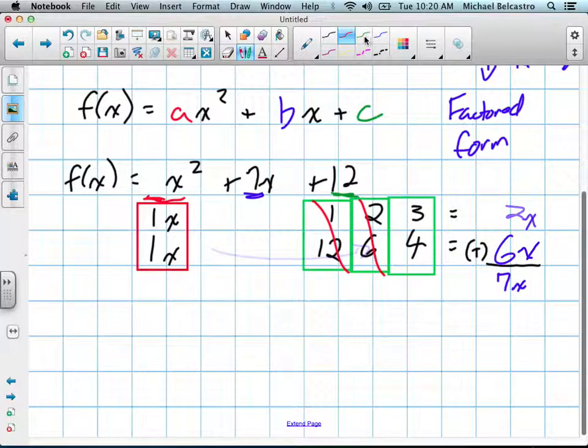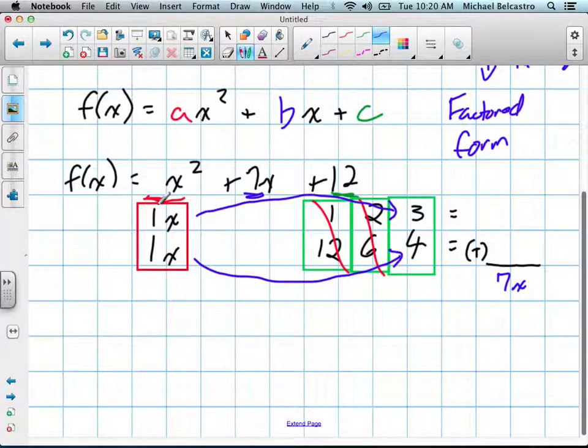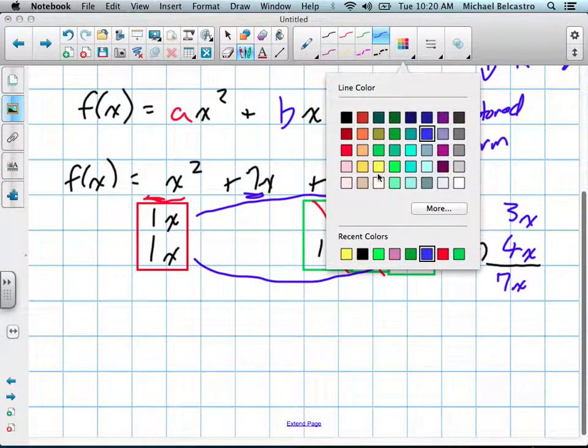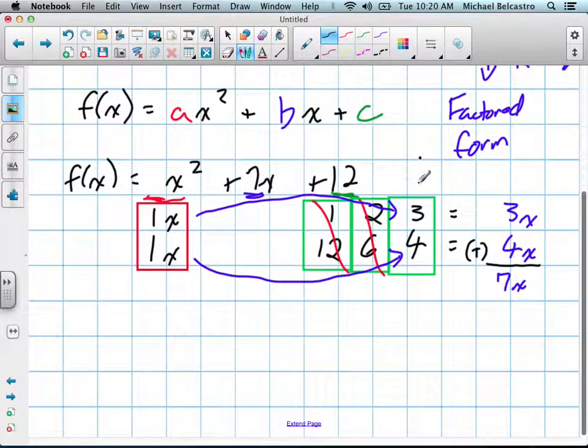What's going to work? 3 and 4. Okay. I'm going to draw a line here because it is very important that we know what we multiplied by. Well, 1x times 3 will give us our 3x. 1x times 4 will give us 4x. When we add those values together, we're going to get 7x. So now, this column here and this column here are the terms we're going to put into factored form.